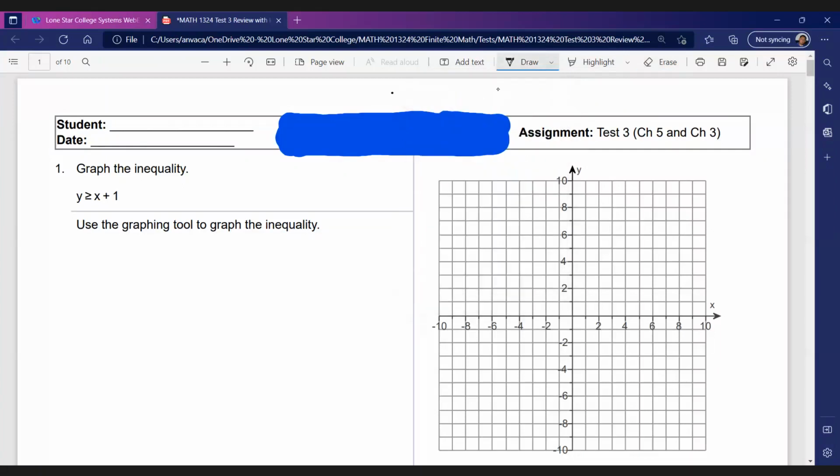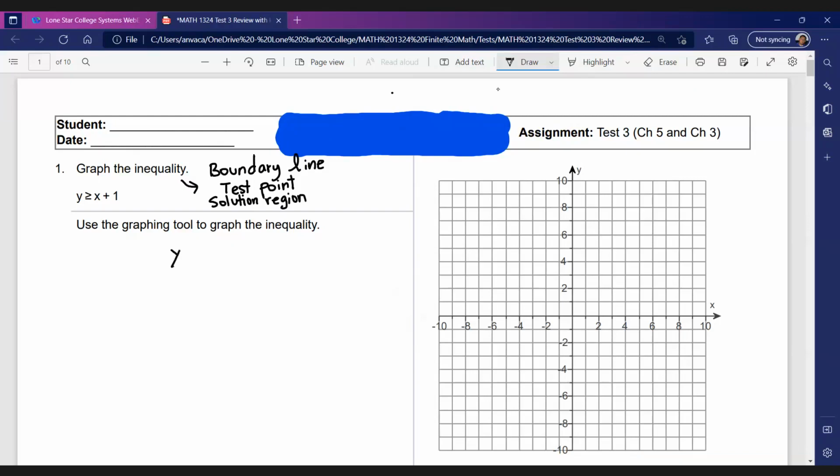To get started, to graph a linear inequality, we need a couple of things. We need a boundary line. We're also going to need a test point. And we are going to have a solution region. Okay, so maybe I could go ahead and give a small lecture as I complete this particular example.